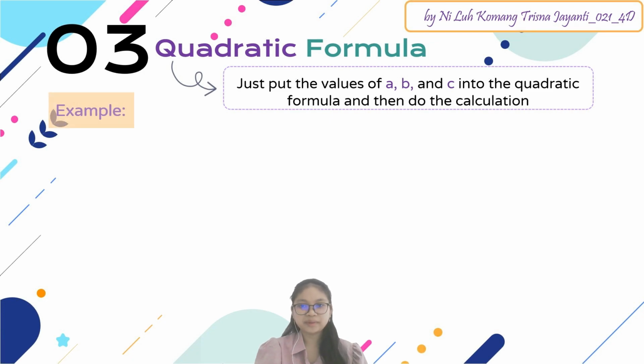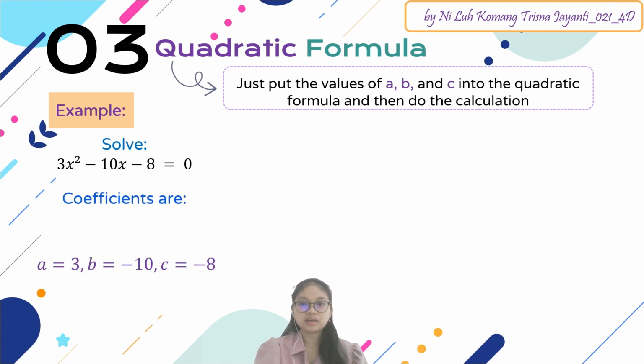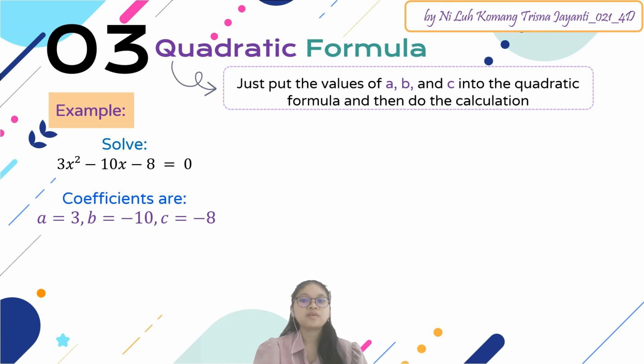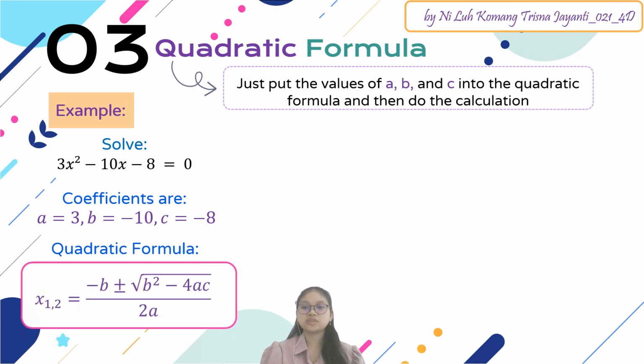Let's take an example equation. 3x squared minus 10x minus 8 equals 0. The coefficients of this equation are a is 3, b is minus 10, and c is negative 8. The quadratic formula is as follows. X1,2 equals minus b plus or minus the square root of b squared minus 4ac, over 2a.